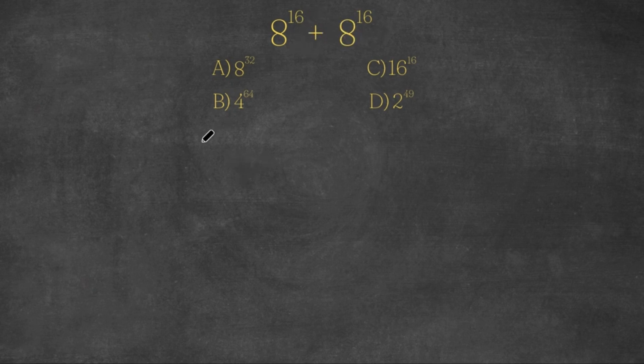So let's first start by factoring out 8 to the power of 16. So now we have 8 to the power of 16 times 8 to the power of 16 divided by 8 to the power of 16 is 1. Plus, again, 8 to the power of 16 divided by 8 to the power of 16 is 1. So now we have 8 to the power of 16 times 1 plus 1. Now 1 plus 1, as we all know, is 2.